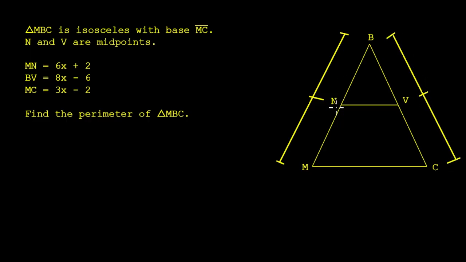And N and V are midpoints. These two are midpoints. That means that like divisions of congruent segments are congruent. So all four of these are congruent.